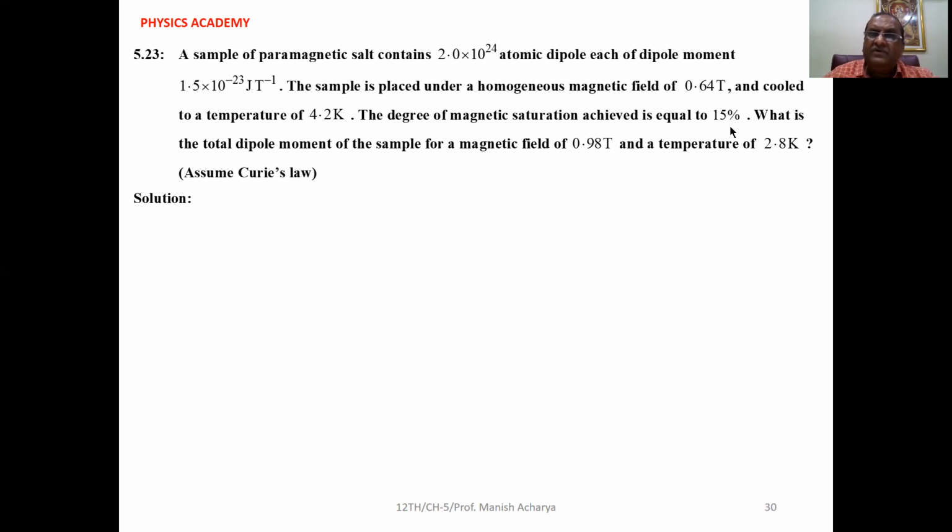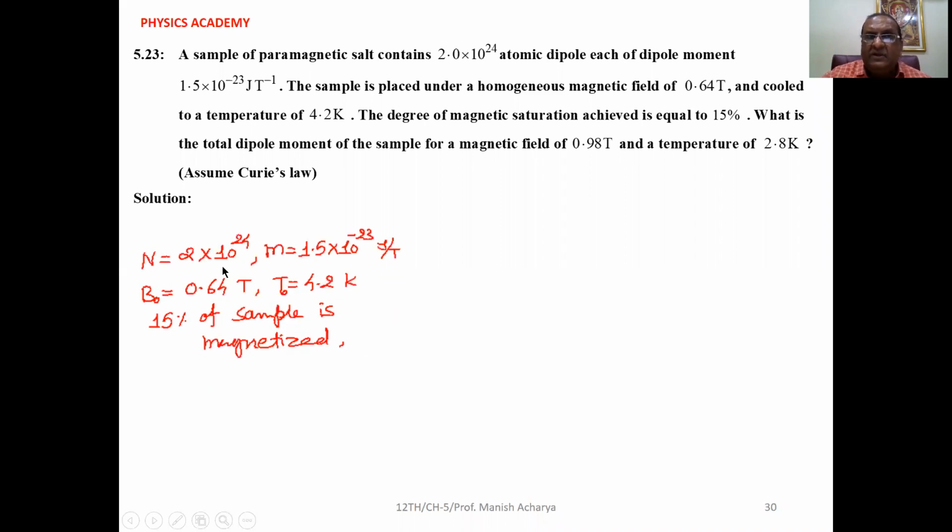15% of saturation magnetization. Saturation magnetization means maximum magnetization, and that will be achieved when all the dipole moments are aligned in the same direction. Okay, now see here. Total number of magnetic moments given to you is 2 into 10 raised to 24, each one with value 1.5 into 10 raised to minus 23 joule per Tesla. Now, initially this one is in the magnetic field 0.64 Tesla at a temperature T0 equal to 4.2 Kelvin, and 15% of the sample is magnetized.